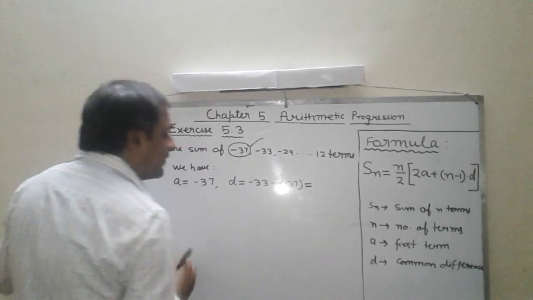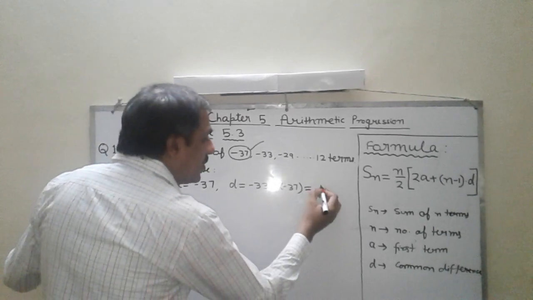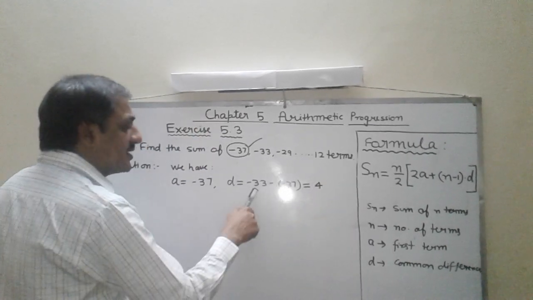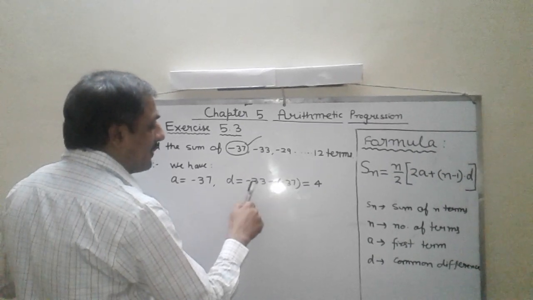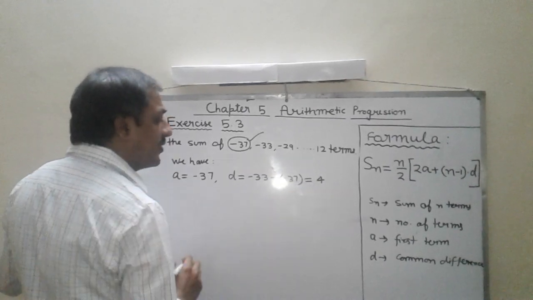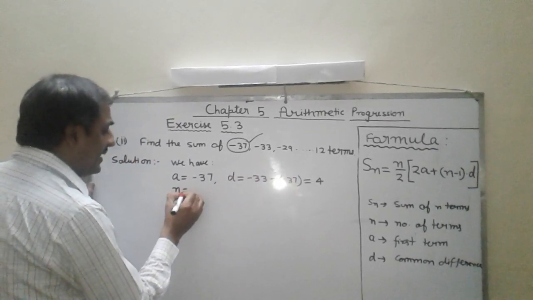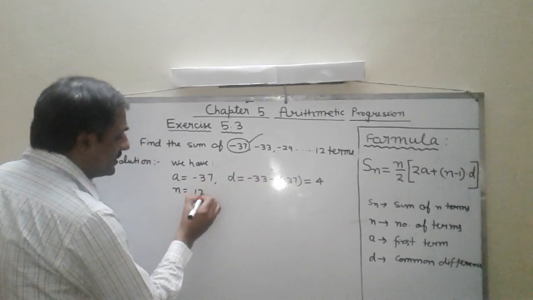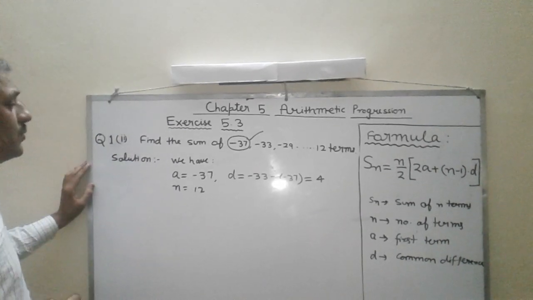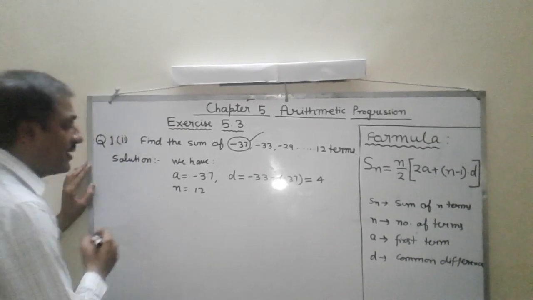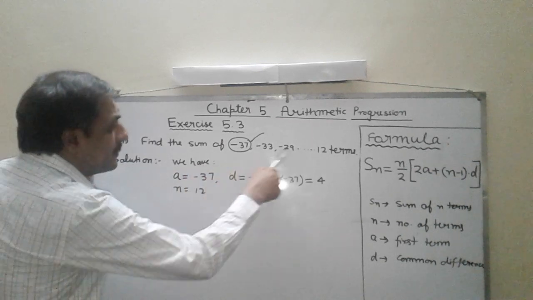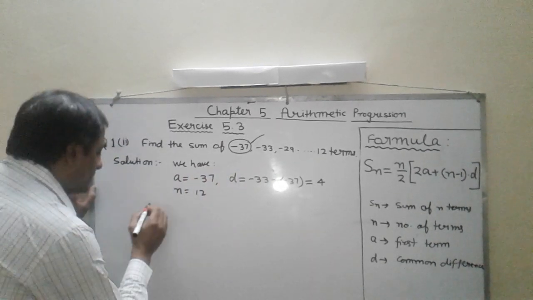So the value of d is equal to minus 33 plus 37, which is equal to 4, and the value of n is what? Here n is given: n equals 12. So now I am going to find the sum of this AP up to 12 terms.